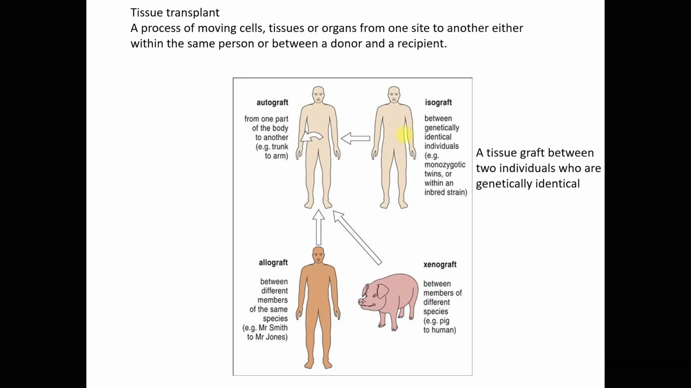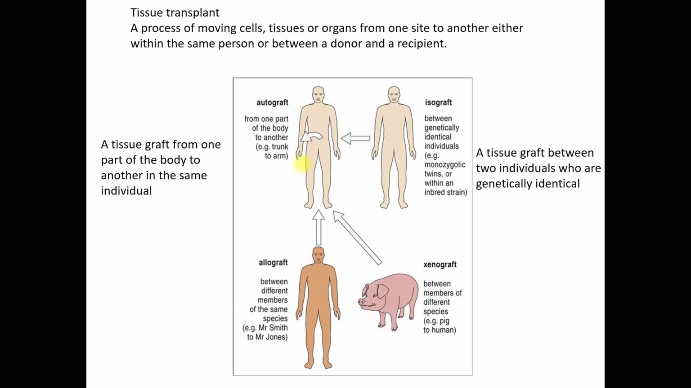Right now, a tissue graft between two individuals who are genetically identical, like between twins, for example, right? So that is known as isograft, right? So what is isograft? It's a tissue graft between two individuals who are genetically identical. So twins lah. Iso means sama, all right? Iso, similar. Now, autograft means a tissue graft from one part of the body to another in the same individual.